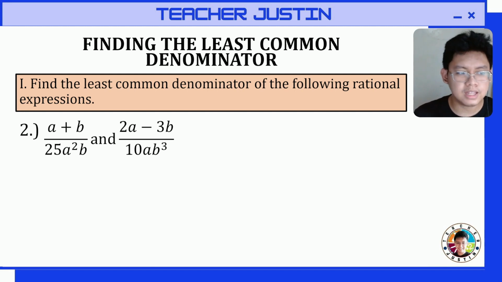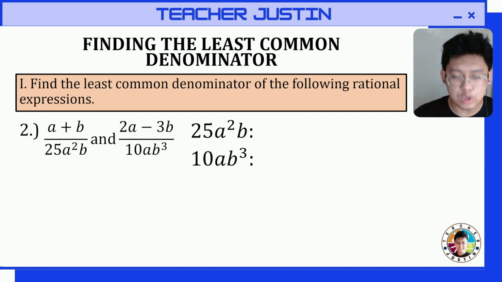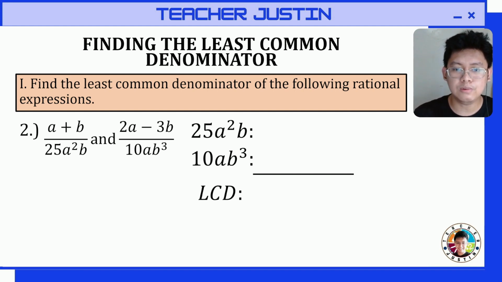So, first step natin is kunin natin lahat ng denominator natin. So, we have 25a squared b and 10ab cubed. Tapos, kunin natin yung least common denominator nila. So, next step natin is we will factor our denominators. So, apply natin yung prime factorization kasi monomial yung ating denominator. So, start tayo kay 25a squared b. So, yung factors niya will be 5 times a times a times b.